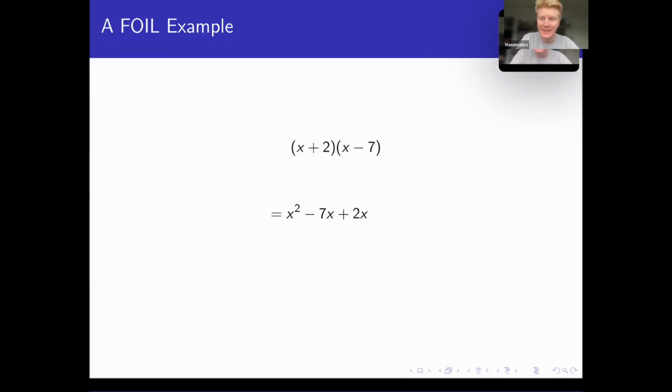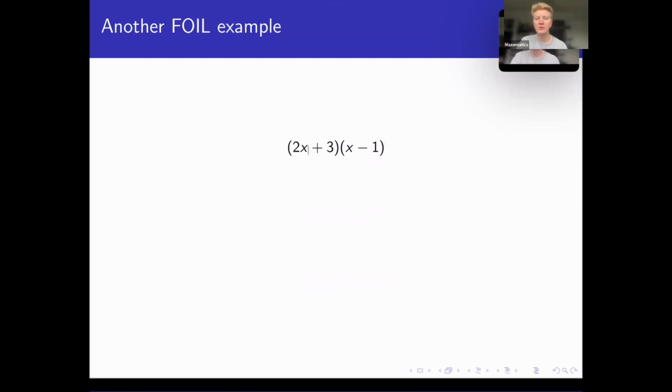And then multiply the last terms in each binomial. 2 is last, 7 is last, so 2 times negative 7, negative 14. And then we just need to combine like terms, negative 5x. There we go. And what you're going to see in the next section is how we can go back from x squared minus 5x minus 14 back to x plus 2 times x minus 7. But that's the next video.